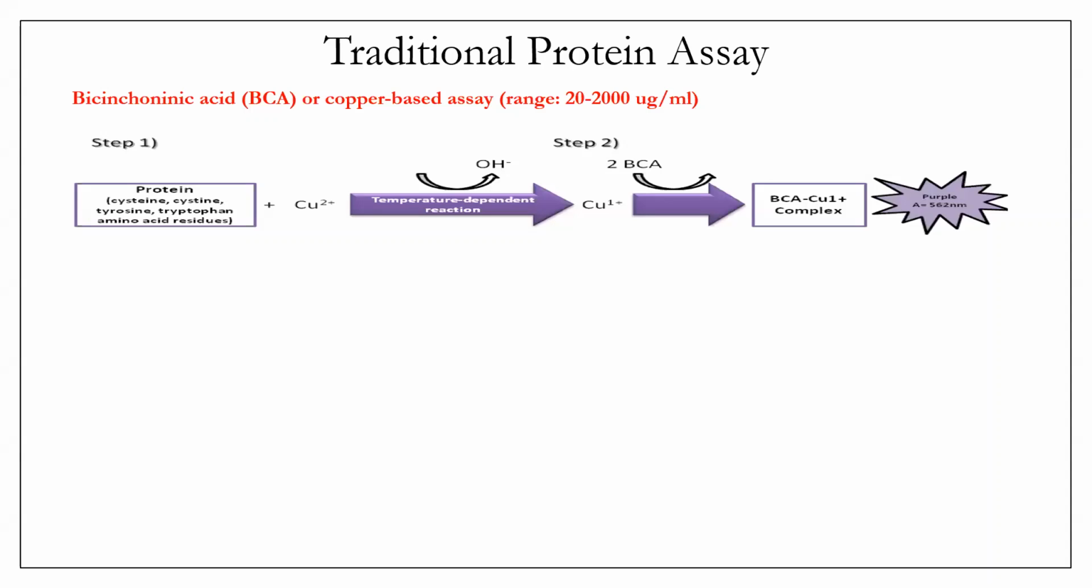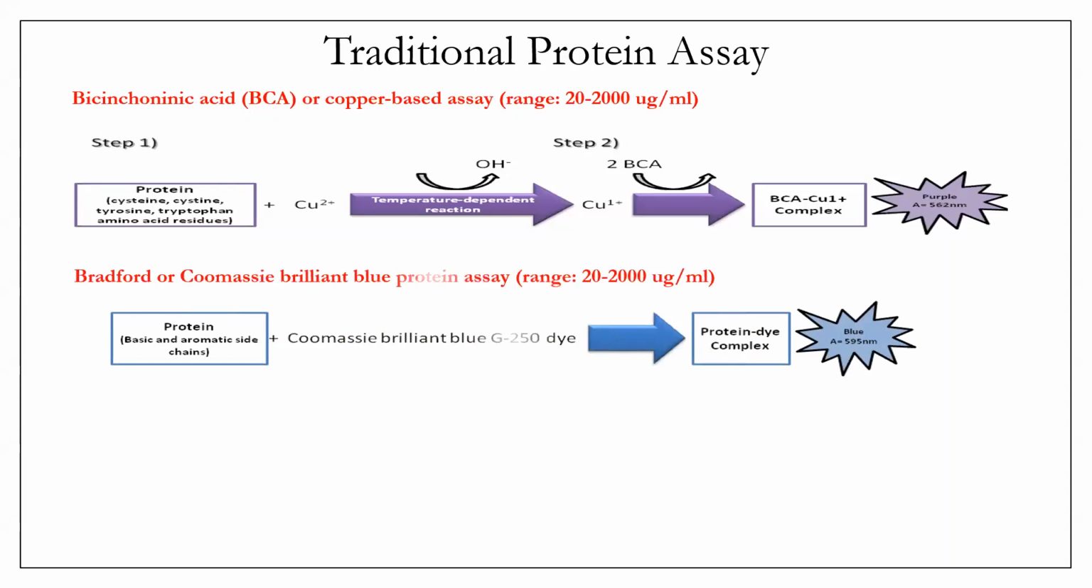There is the bicinchoninic acid or copper-based assay. You all know this: the peptide bond and specific amino acids bind the cupric ion under alkaline conditions, and it has very good sensitivity and is a widely used method in the process of protein isolation and purification. But the problem associated with this copper-based assay is that the color is not stable with time. Okay, so as soon as you start the process, you have to measure your absorbance.